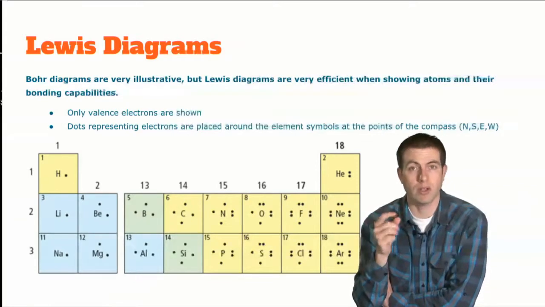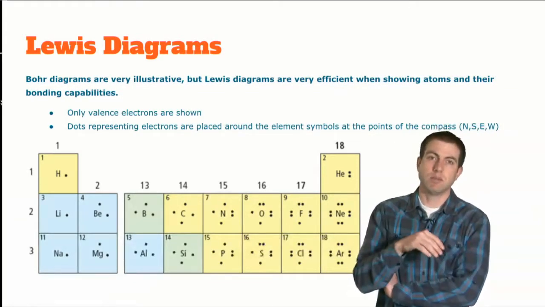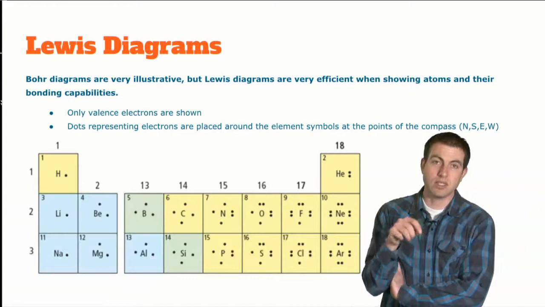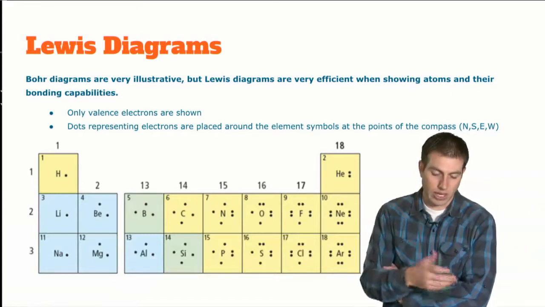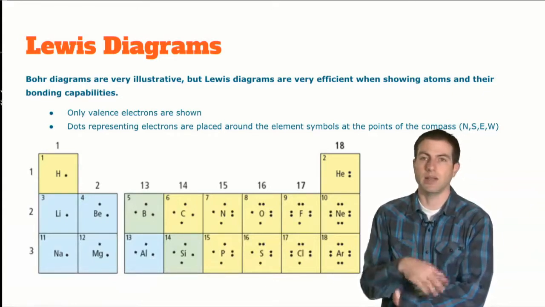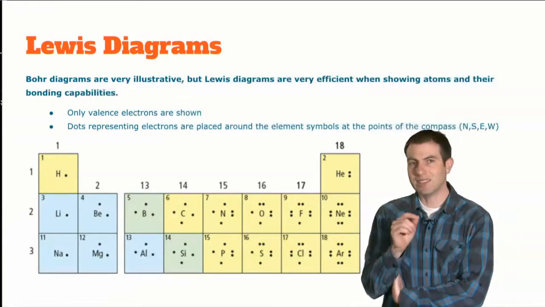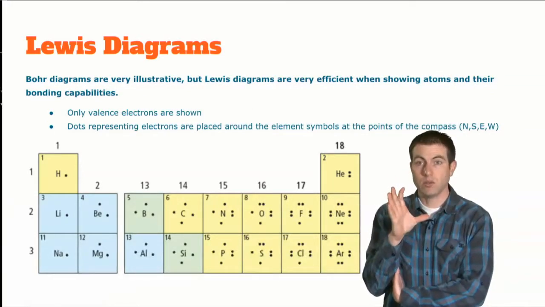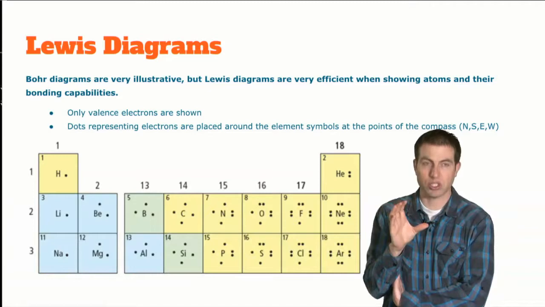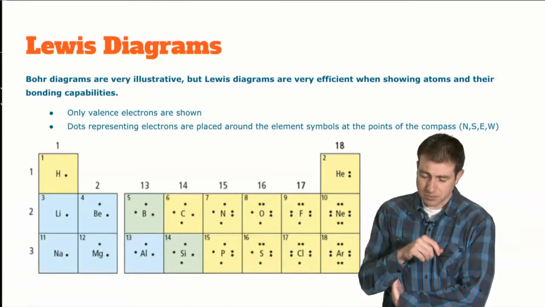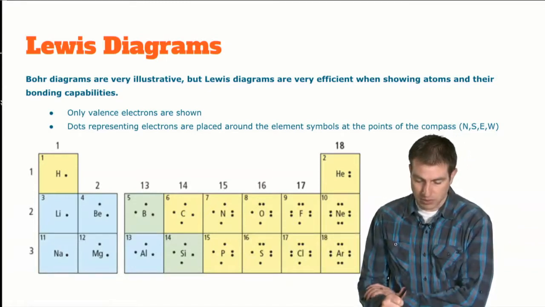With the Bohr model in the middle, we drew protons and neutrons, but for Lewis diagrams, we just write the symbol for the element. So hydrogen's H, lithium's Li, you get the idea. Instead of showing all of the shells, we just show the outermost shell. And it makes life a lot easier.